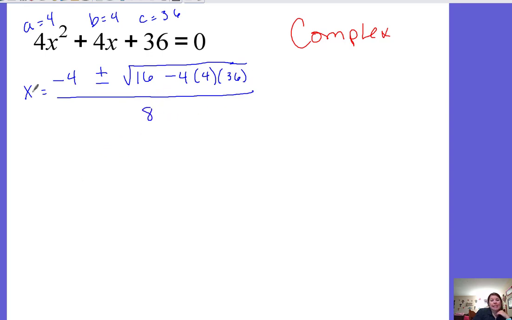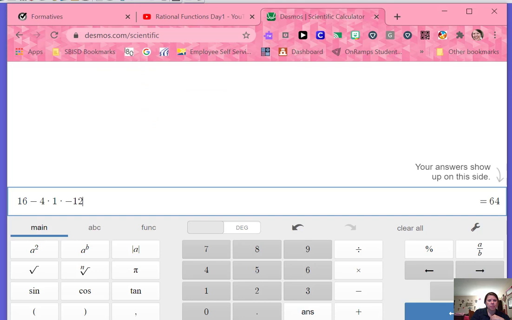And so, same thing here. Plug in everything that's underneath the square root. Don't plug in the square root, just the stuff that's inside. So 16 minus 4 times 36.